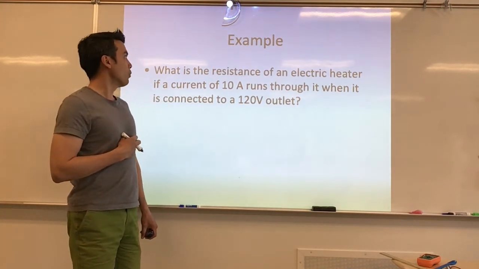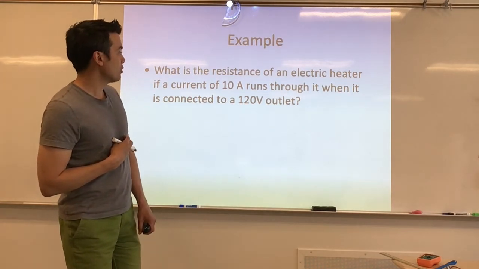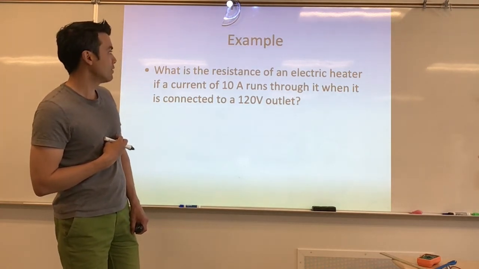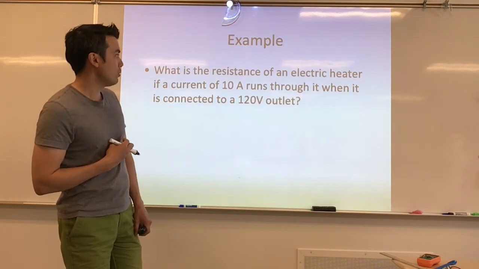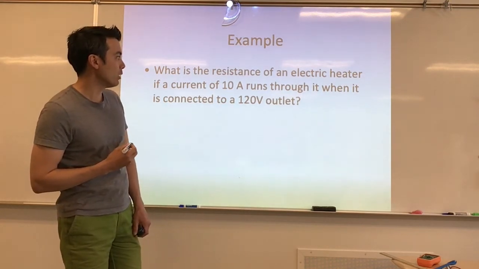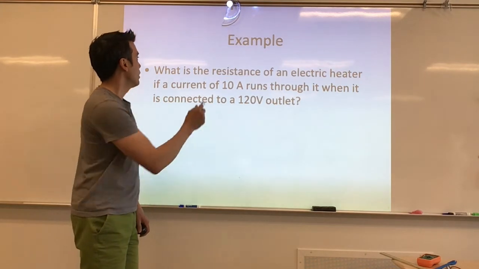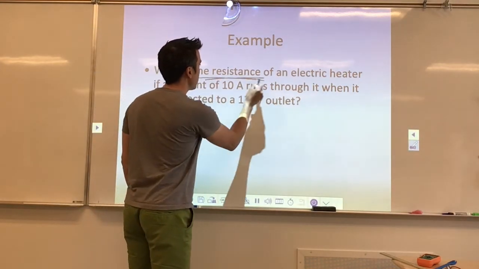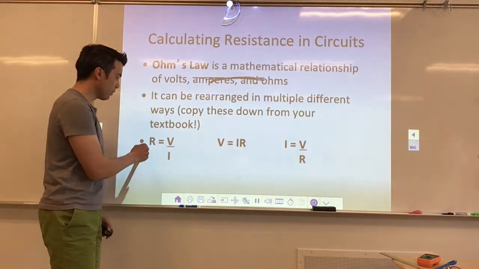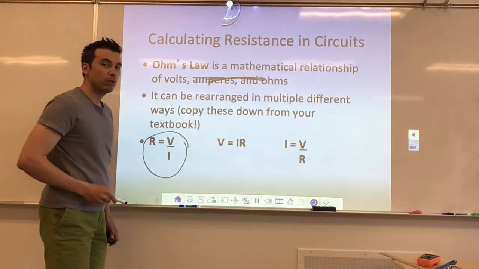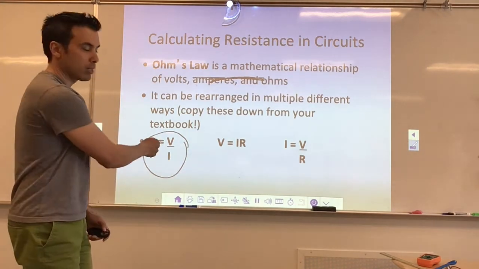This question is saying, what is the resistance of an electric heater if a current of 10 amps runs through it when it is connected to a 120 volt outlet? So it's asking for the resistance. If I flip back a slide, this formula right here allows me to find resistance. So I'm going to pick this one to use.